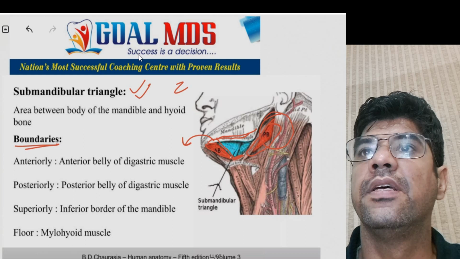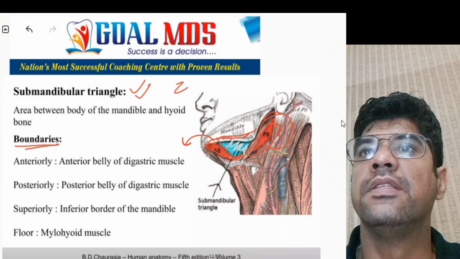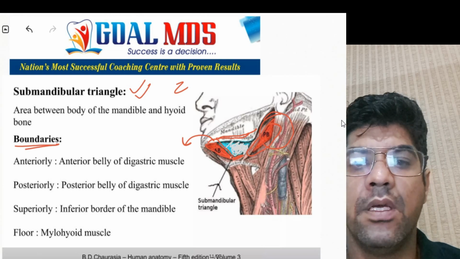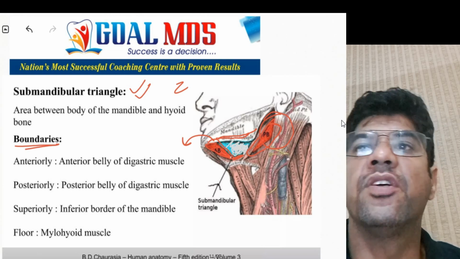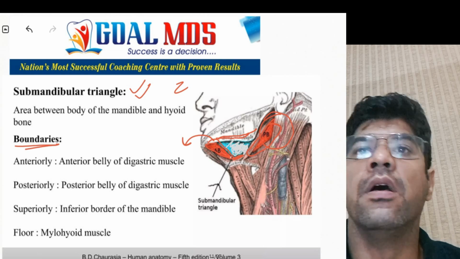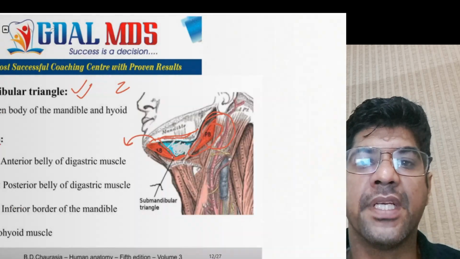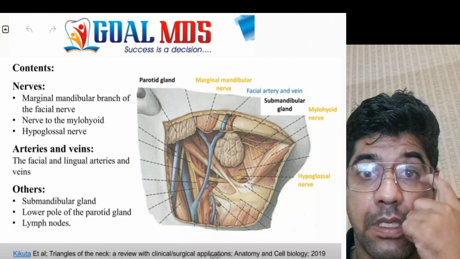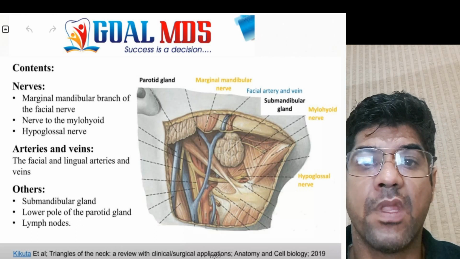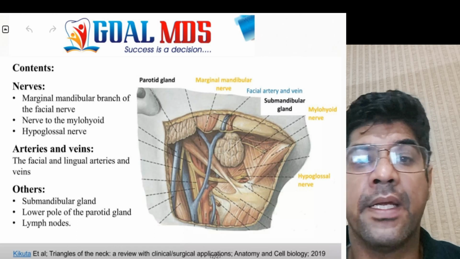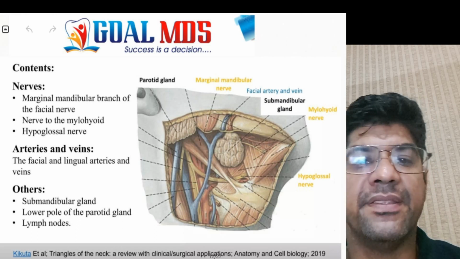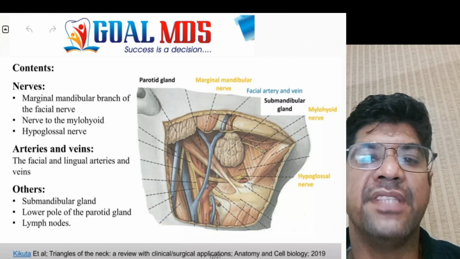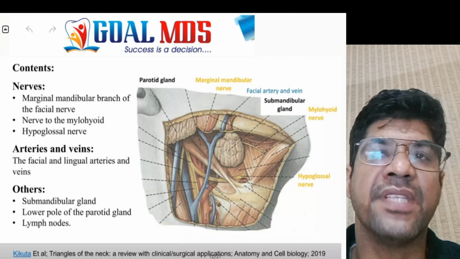So this region is the submandibular triangle. Now what are the contents of this digastric triangle? First of all, it contains the submandibular salivary glands. These major salivary glands are responsible for producing saliva that helps in the process of digestion.